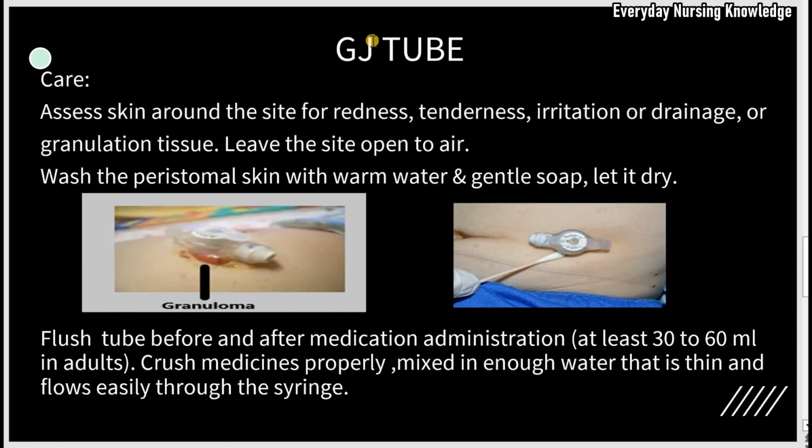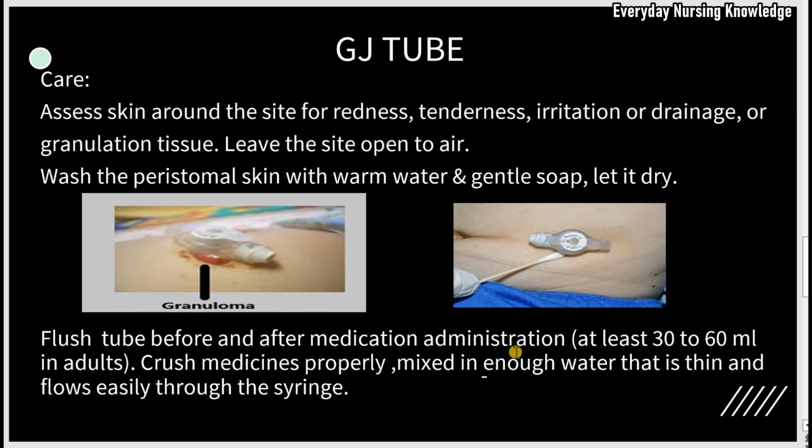Now let's see the care of the patient. You have to assess the skin around the stoma for redness, tenderness, irritation or drainage. This can be signs and symptoms of infection. Or look for granulation tissue. This is excess growth around the stoma. If present, inform the primary team members. Now you can leave the site open to air. If a gauze dressing is present, change the gauze dressing daily. You should wash the peristomal skin with warm water and gentle soap, or you can use a Q-tip to clean the peristomal skin and let it air dry.